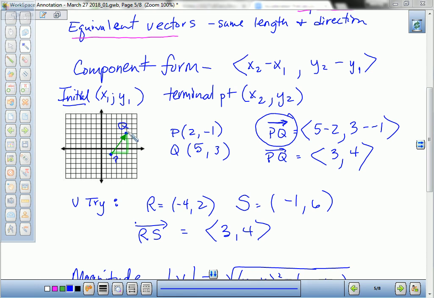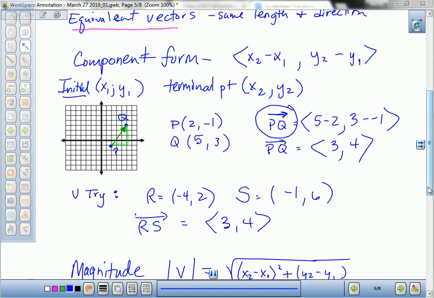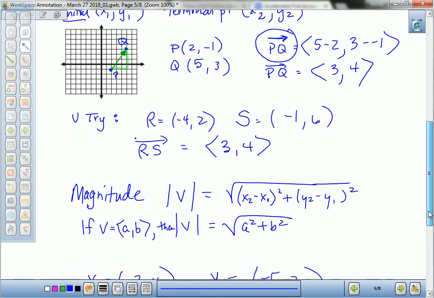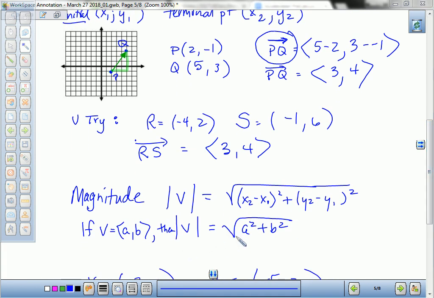So if I'm trying to find this length, PQ, it's the Pythagorean theorem, isn't it? Or if you remember, when we proved the distance formula, it came straight from the Pythagorean theorem. This distance A right here, wasn't that just the difference in our x's? And this distance B here, wasn't that just the difference in our y's? Yes. So, to find the magnitude of a vector, all you have to do is the square root of a squared plus b squared.